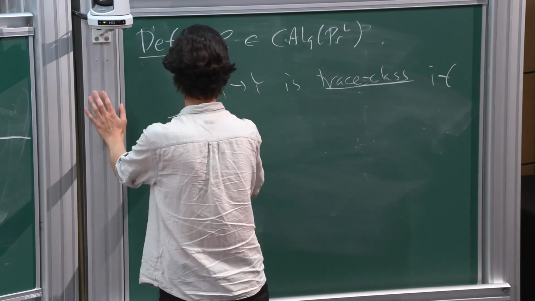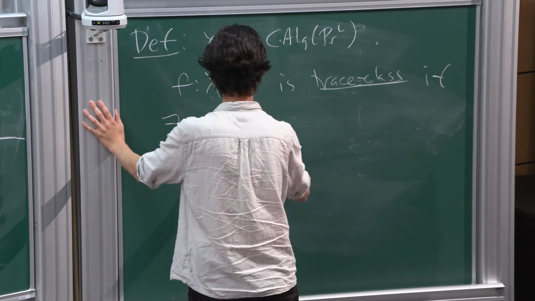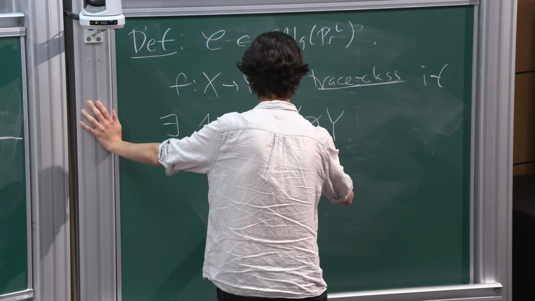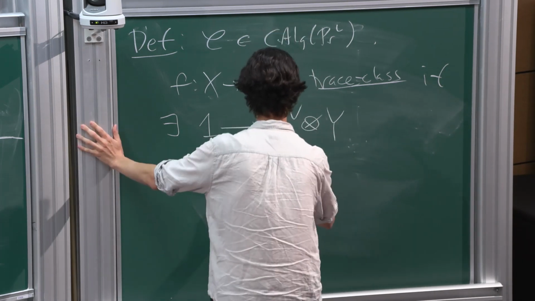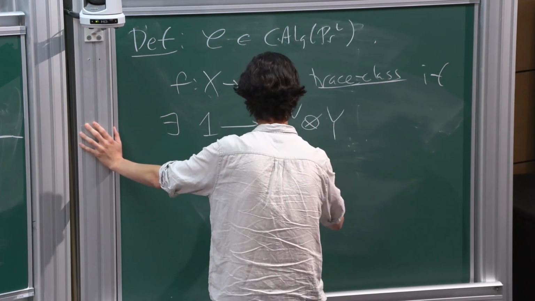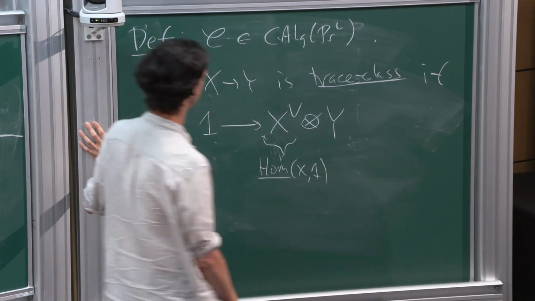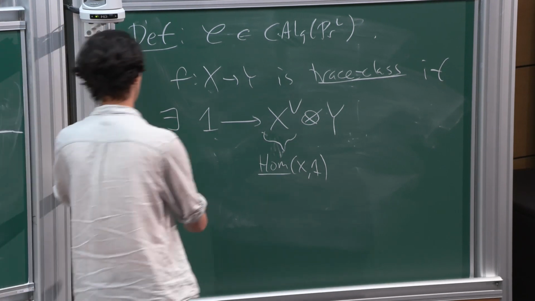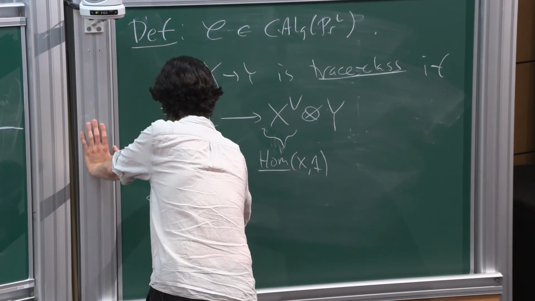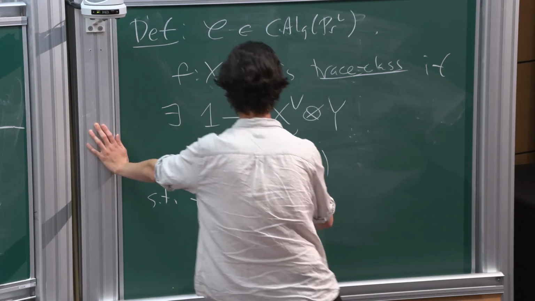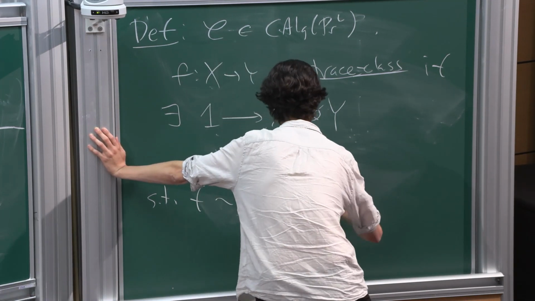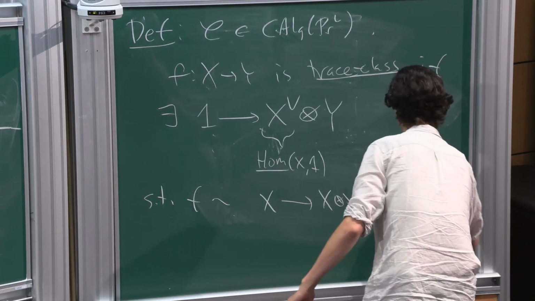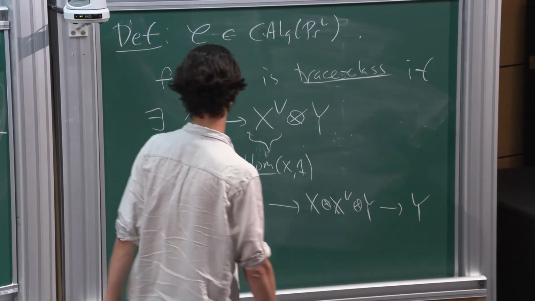if there exists a map from 1 to X dual tensor Y. I have to be careful to say what I mean by this. By X dual, I don't mean X should be dualizable. I just mean the internal Hom from X to the unit object. Such that f is homotopic to, you start with X and then you go to X tensor X dual tensor Y, and then you contract via the evaluation pairing to go to Y.